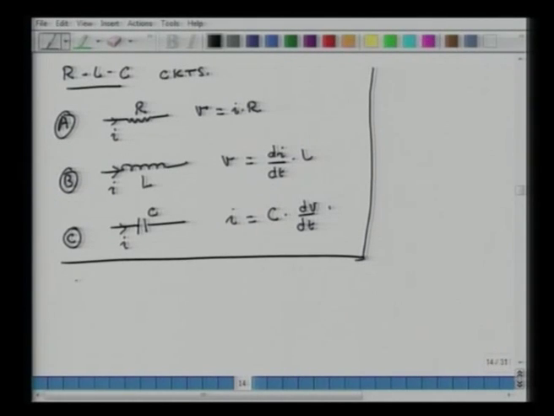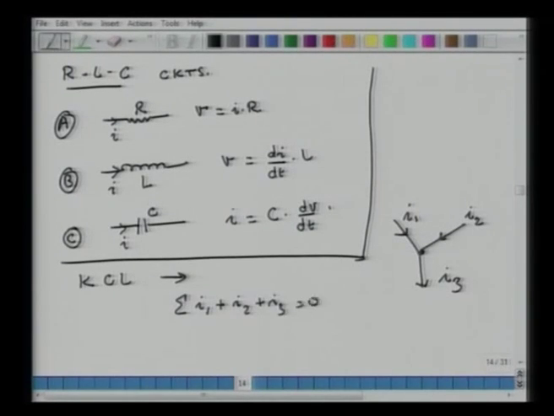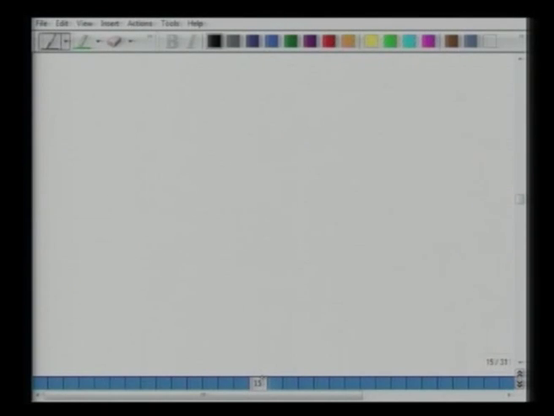Then we have Kirchhoff's current law, which essentially says that if I have a node through which there's flow of current I1, I2, I3, then Kirchhoff's current law says the summation of I1 plus I2 plus I3 equals 0. Another law developed by Kirchhoff is called KVL or Kirchhoff's voltage law.